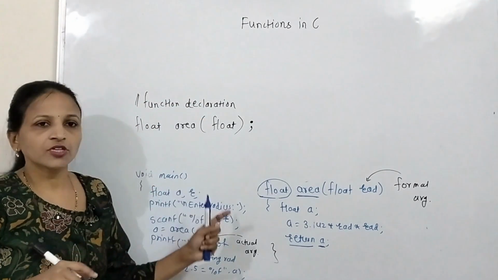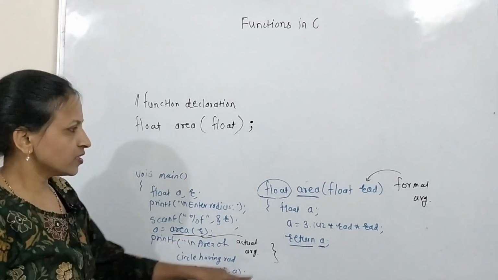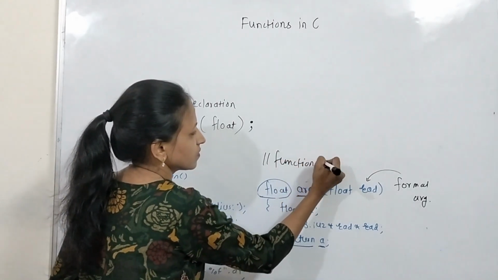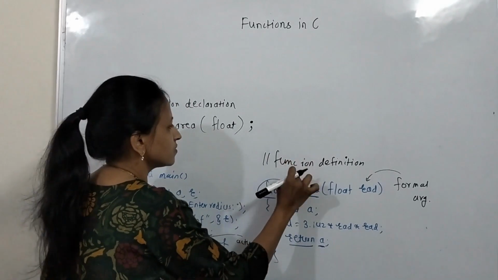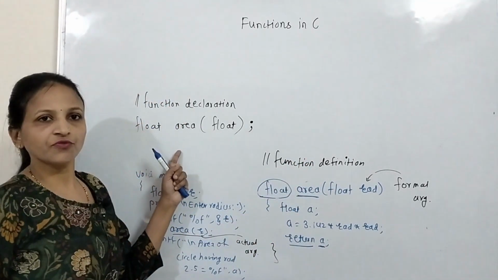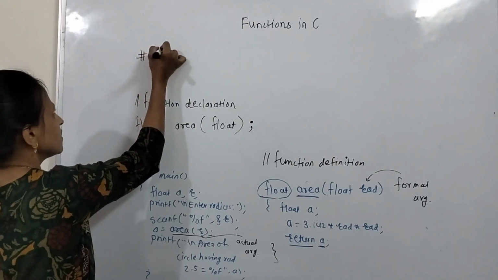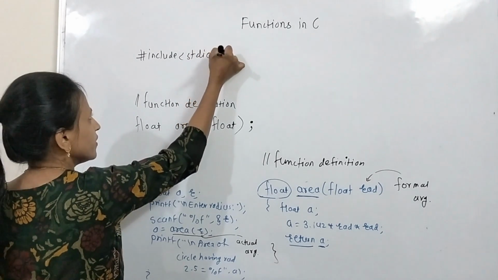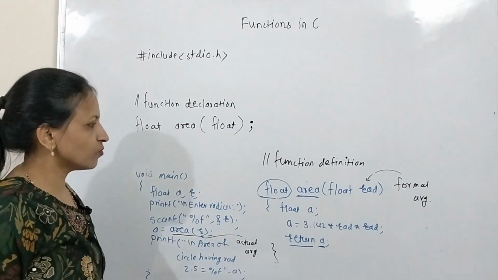Okay, this is just a function declaration. Now this one is a function call, and this one is a function definition. And before writing this function declaration, we can include header files like #include <stdio.h>. That is how to write a program in C.